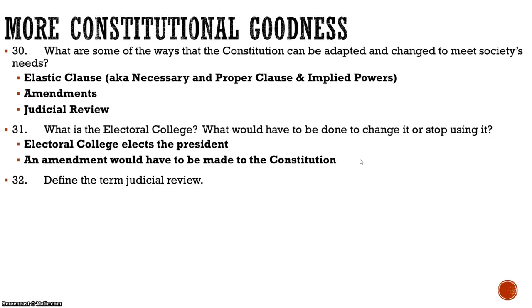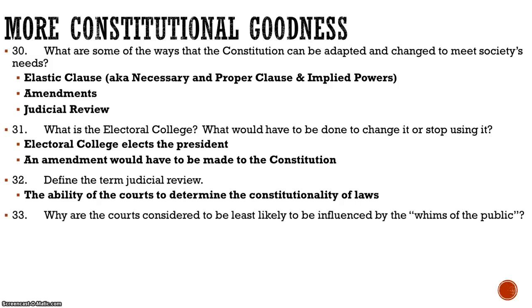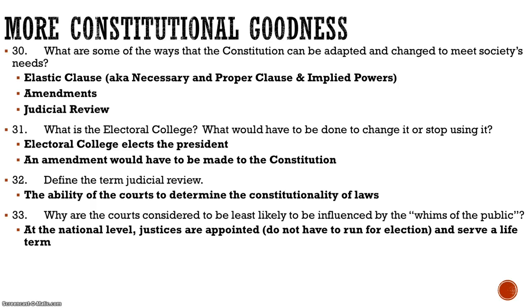Define the term judicial review. Well, I think we've defined it about 20 times so far in this PowerPoint, so I wrote it shorter, but with bigger words. The ability of the courts to determine the constitutionality of laws, basically whether or not laws are constitutional. 33, why are the courts considered to be the least likely to be influenced by the whims of the public? And I put that in quotes because that's something that you'll actually see as a question, whims of the public. At the national level, so it's different on different levels, right?